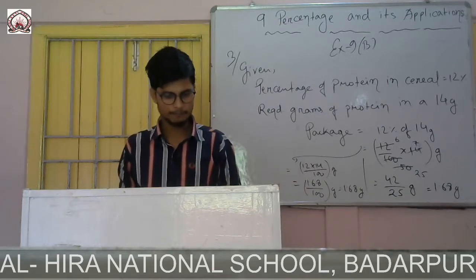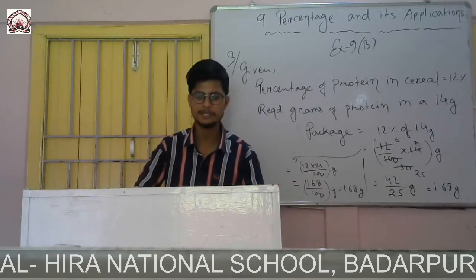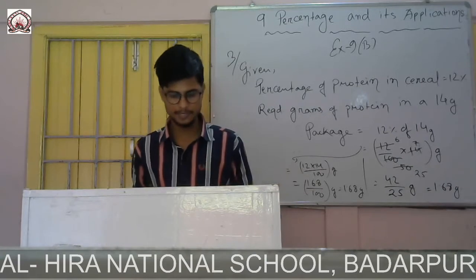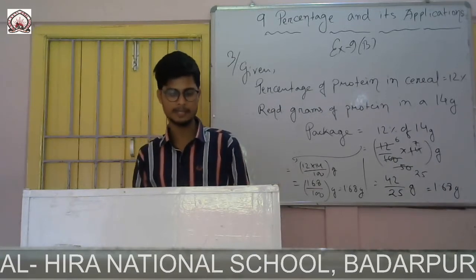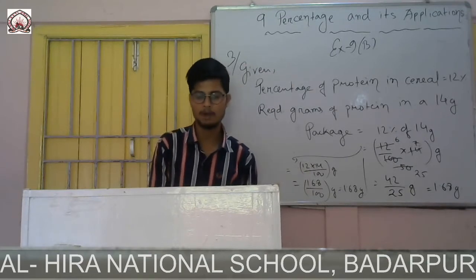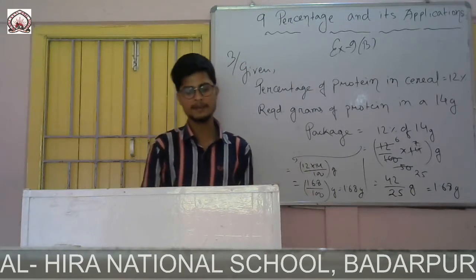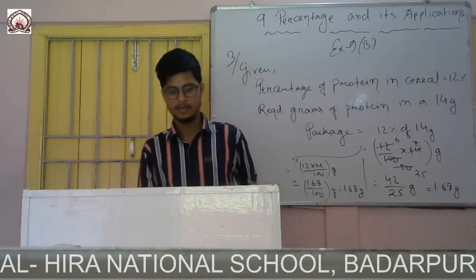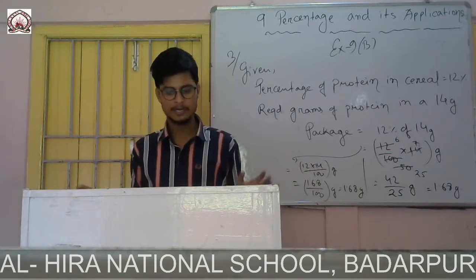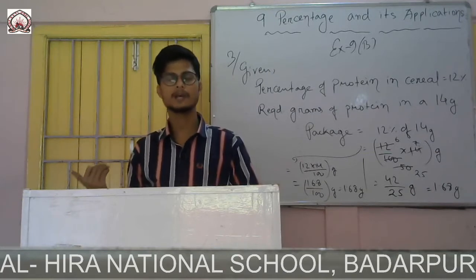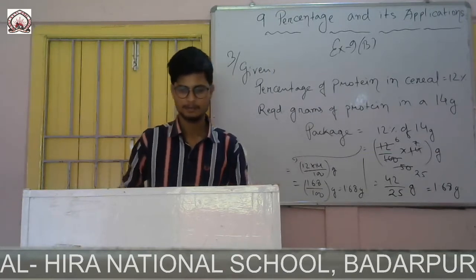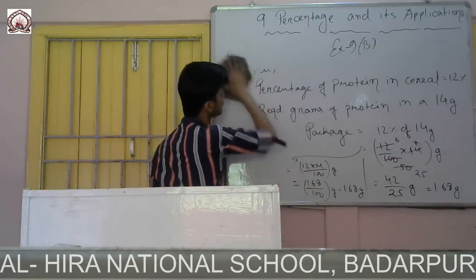Okay, question number 4. There are 160 pages in a book. 15% of the pages have pictures in them. How many pages do not have pictures in them? First of all, I have to find how many pages have pictures. It is given 15% of 160. So first of all I will find that value, and then I will directly subtract it from the total. I will get the rest of the pages that do not have pictures in them. So you write directly.